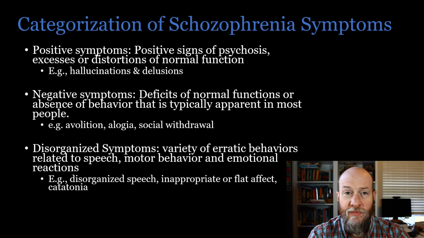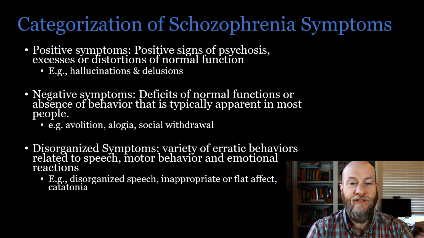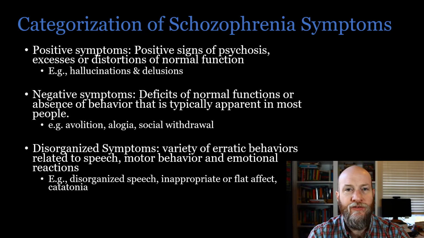I think those terms can be misleading because positive and negative have some pretty normal connotations in language. We assume positive means good or beneficial, and negative often means bad or detrimental somehow. What this terminology is getting at in schizophrenia is the presence of something that is excessive or amplified compared to a quote-unquote normal person. The negative symptom is the absence or a deficit of what we consider normal functioning to some degree. And disorganized symptoms is really about erratic behaviors, usually related to speech, motor behavior, and emotional reaction.